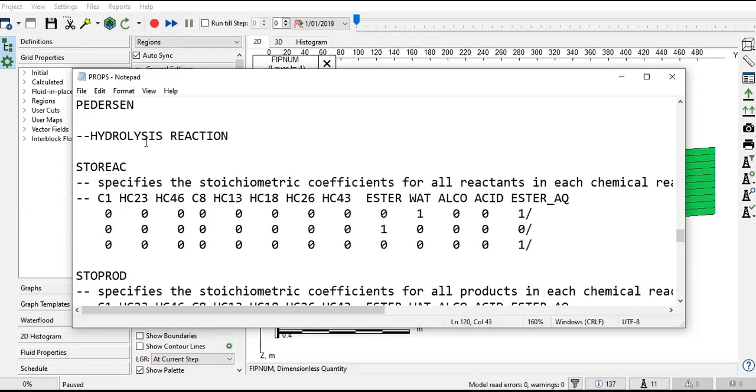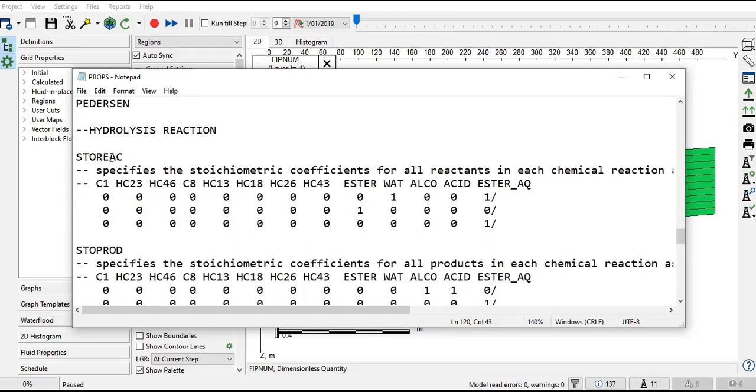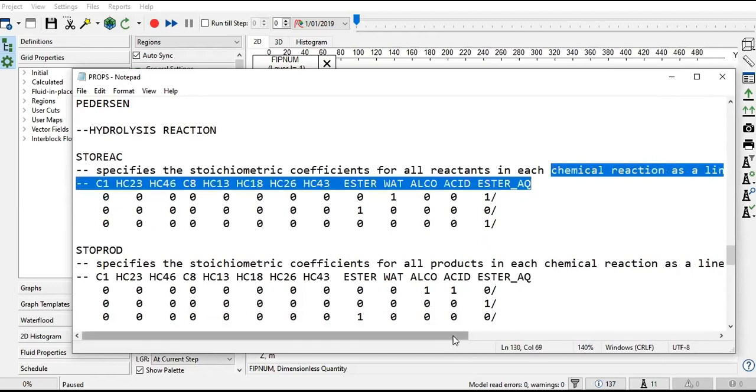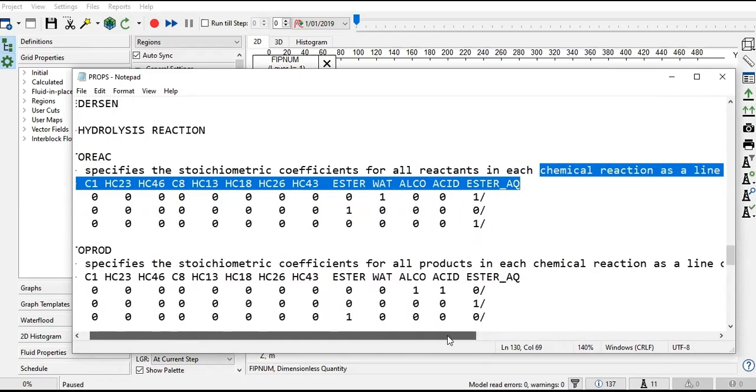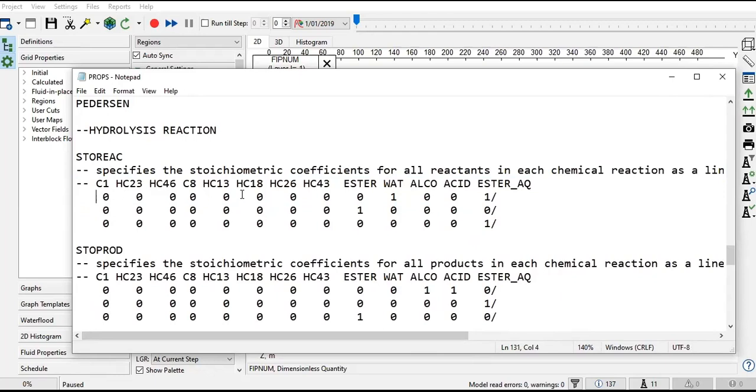And then we'll have reaction. I said it before, and this is new for us, store Ec. So this specifies the stoichiometric coefficients for all reactants in each chemical reaction as a line of numbers. So we'll have 3 reactions, and these are the stoichiometric coefficients for all the reactants.